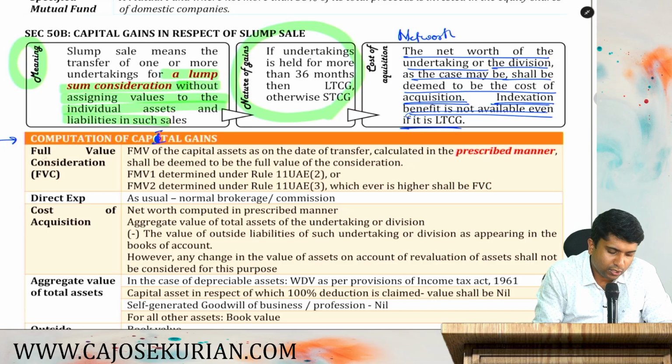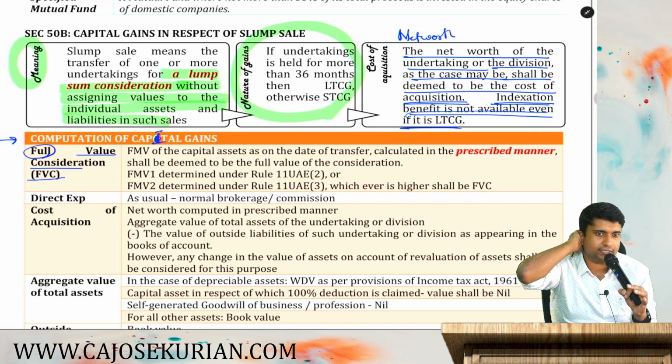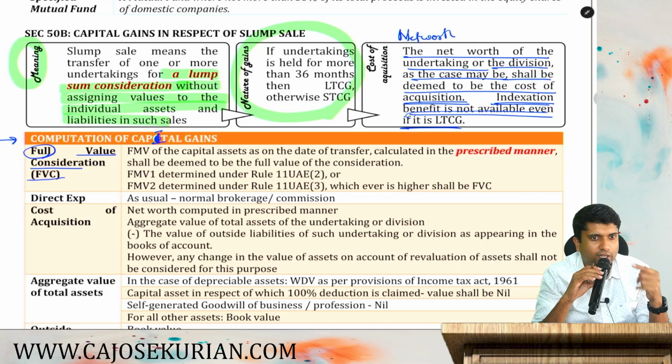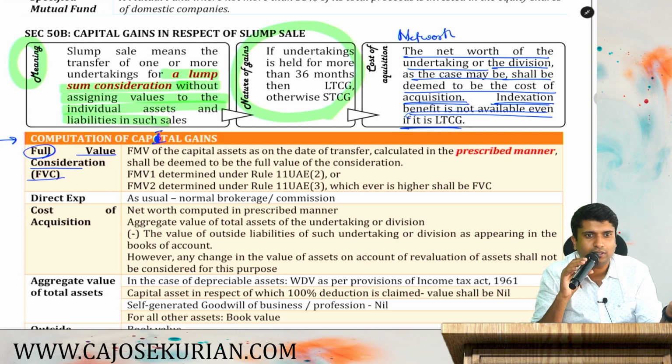Let's compute the capital gains, friends. Listen. The full value consideration. We always initially require full value consideration. What is the format for computing capital gain? Full value consideration minus direct expenses will give you net sale consideration. From the net sale consideration, you deduct cost of acquisition or cost of improvement. Then you will get long-term or short-term capital gain.